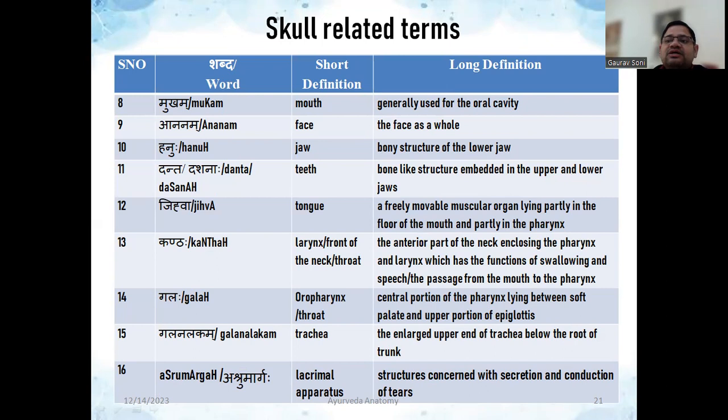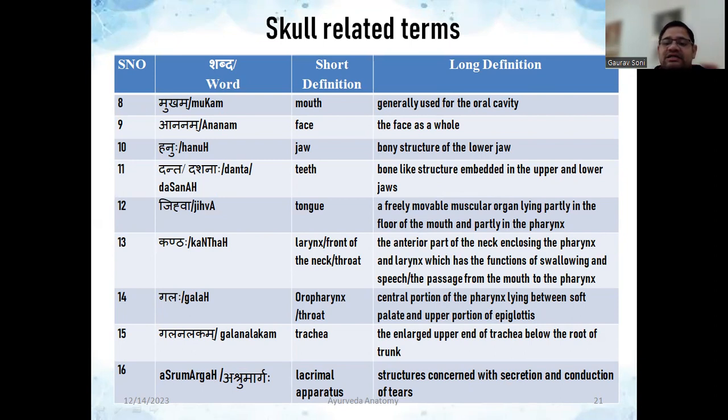Then there is Hanu. Hanu means jaw, the bony structure of the lower jaw, or you can say mandible. Then there are Danta and Dasana. Both are synonyms for teeth. Teeth are also considered to be a type of asthi as per Ayurveda. We'll talk about how they are different or similar to asthi when we talk about asthi. Then there is Jihva. Jihva means tongue, the freely movable muscular organ lying partially on the floor of the mouth and partially in the pharynx.